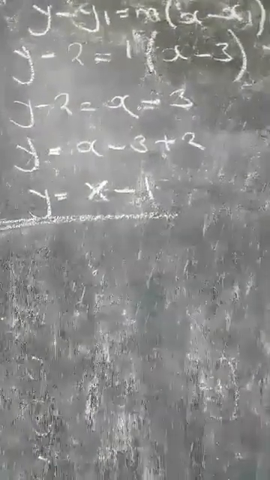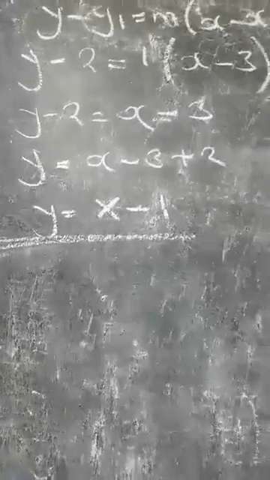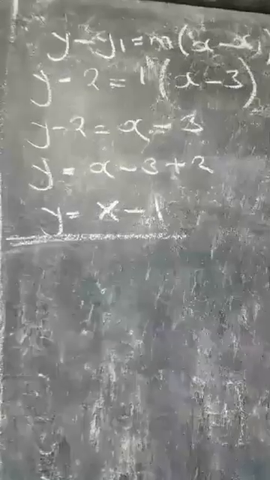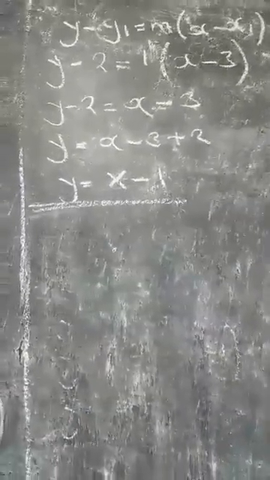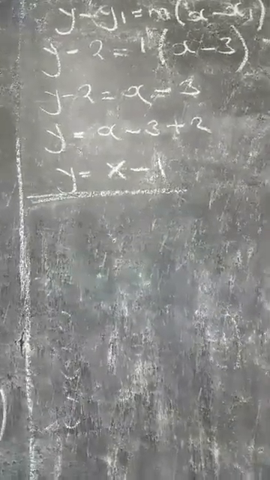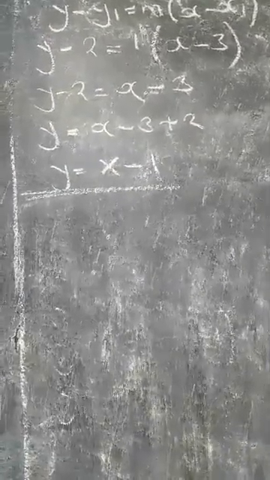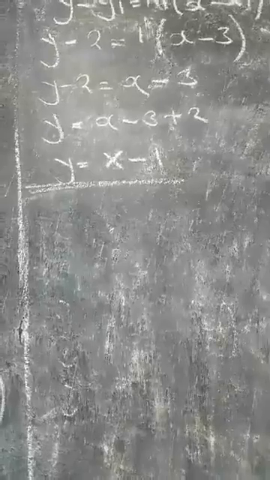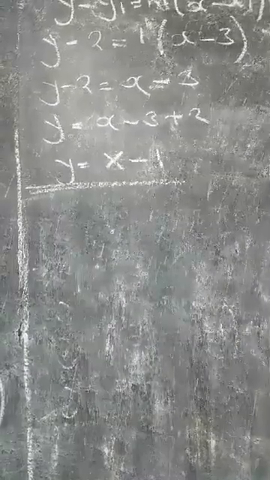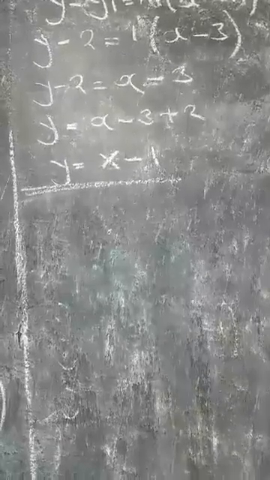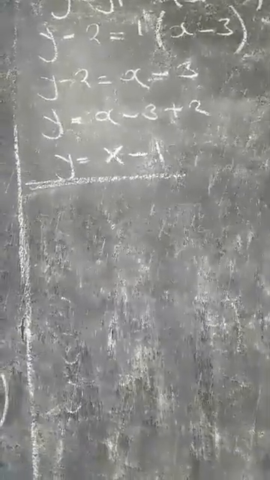So we are using 3 methods of finding the equation of a line. We've used the first one, we've used the second one. So we are now using the third one. Now, coming back to this side, let me show you how they came up with the third one.